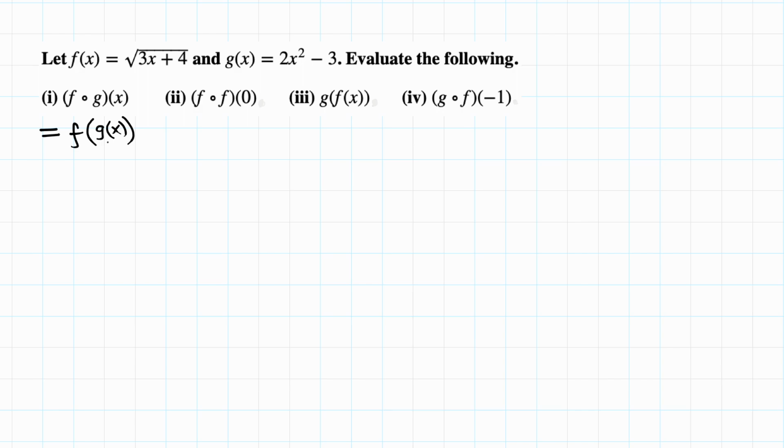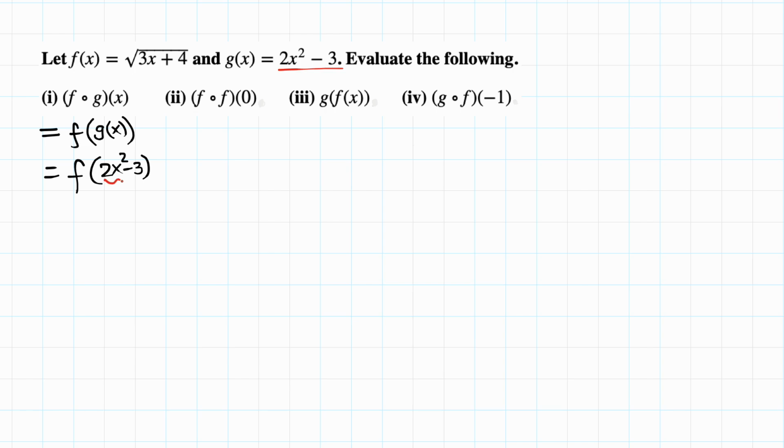So pretty much plug g into f. g is given by this here, 2x squared minus 3. That's the 2x squared minus 3 here, and we need to put this here. Now this is the input for f. So let me write one extra step. f of g of x is here, right? So f of 2x squared minus 3.